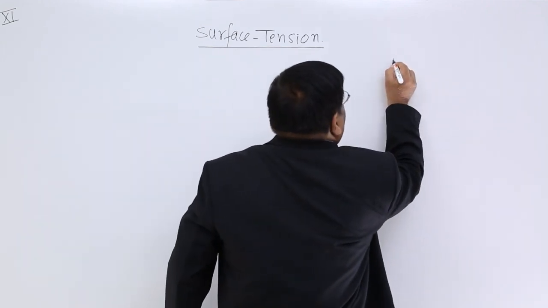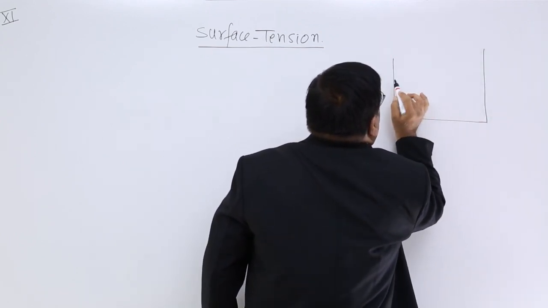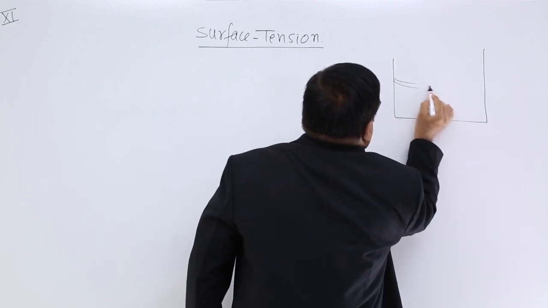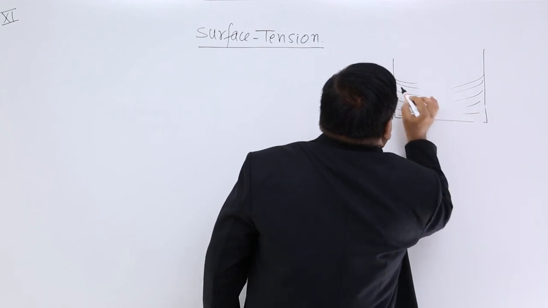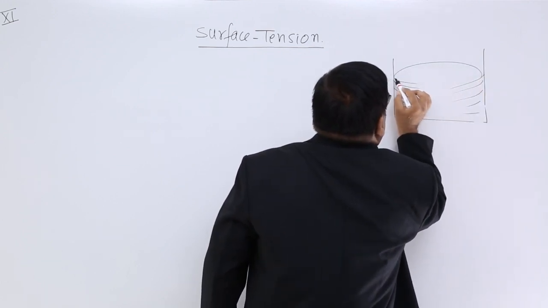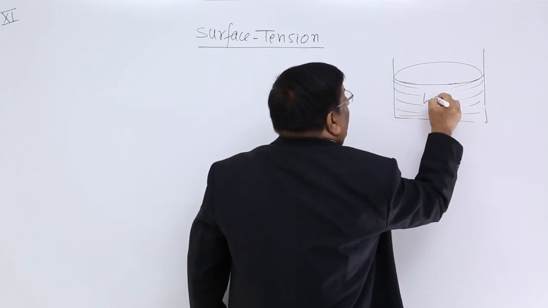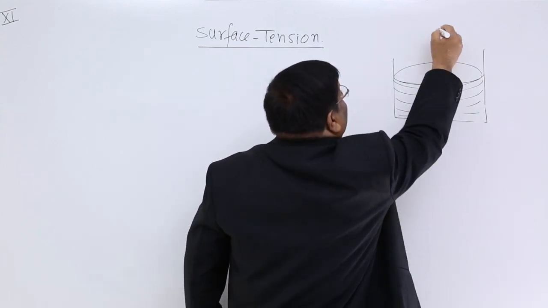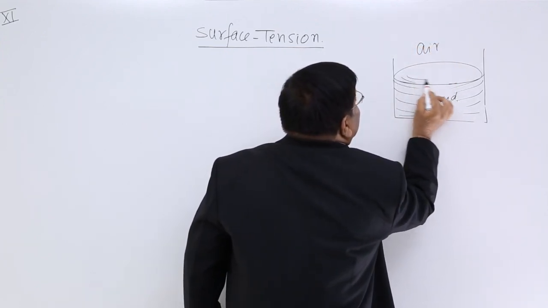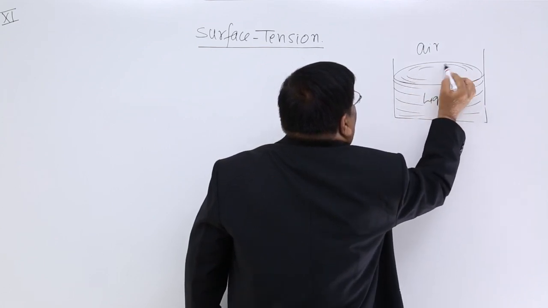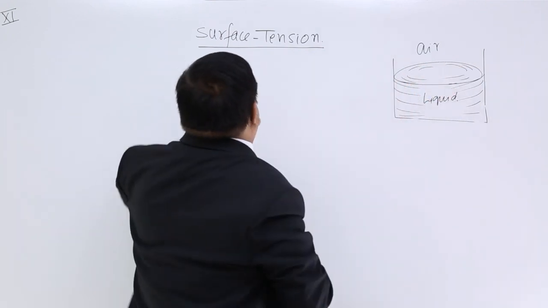Like we have a pot here. In this we keep liquid, and that liquid is filled up here, and there is a surface of this liquid, this. Here all the molecules belong to liquid, and here all the molecules belong to air, and this surface is the interface between them. So this surface we are talking about.